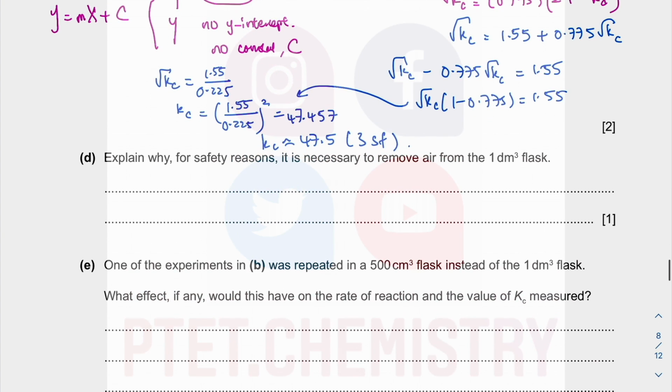Explain why, for safety reasons, you want to remove the A from the 1 dm³ flask. So we know that we had to remove that A, right? So if we have A, what does A contain? A is a mixture of gases. Mostly it is nitrogen and oxygen, which are diatomic, okay?